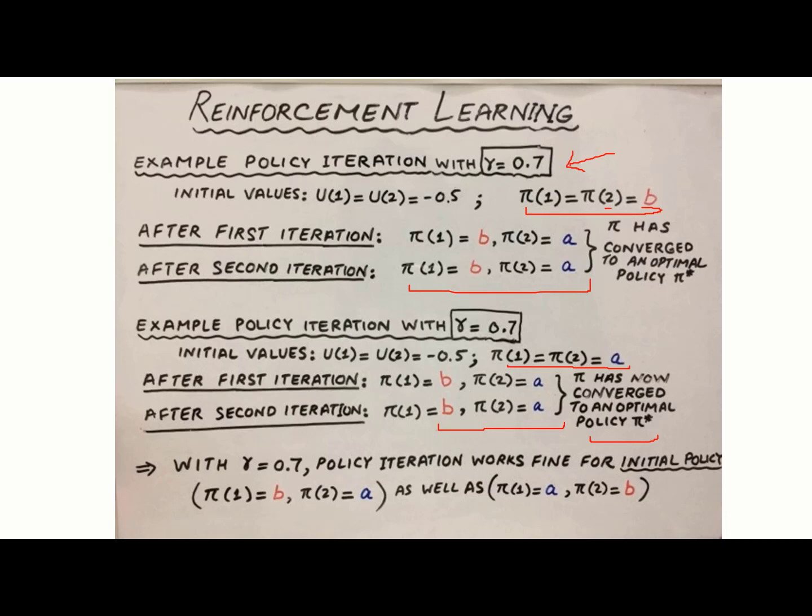And it has fixed the problem, particularly for the second case, in which previously we saw that when the initial policy was to go for action A in both the states, the algorithm failed to converge to the optimal policy. So here it is giving us the correct answer. So this value of gamma has a significant role to play as far as the convergence of the policy iteration algorithm is concerned.